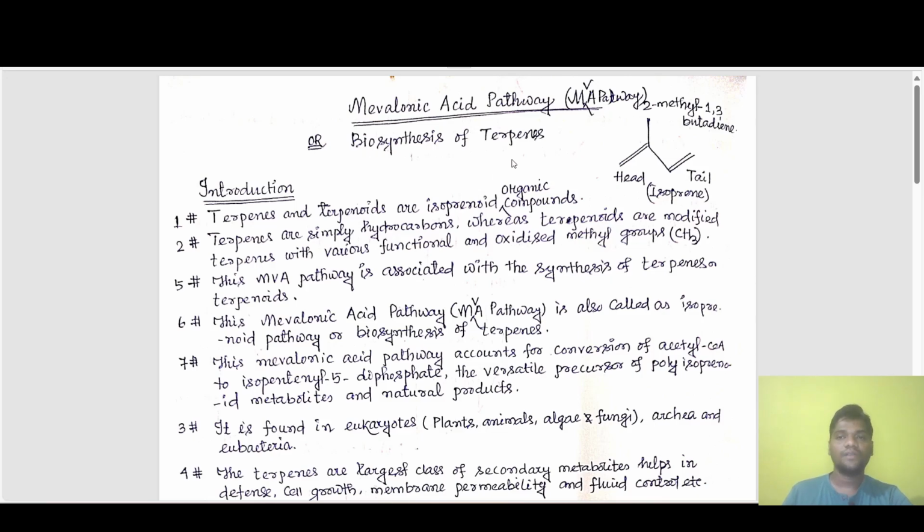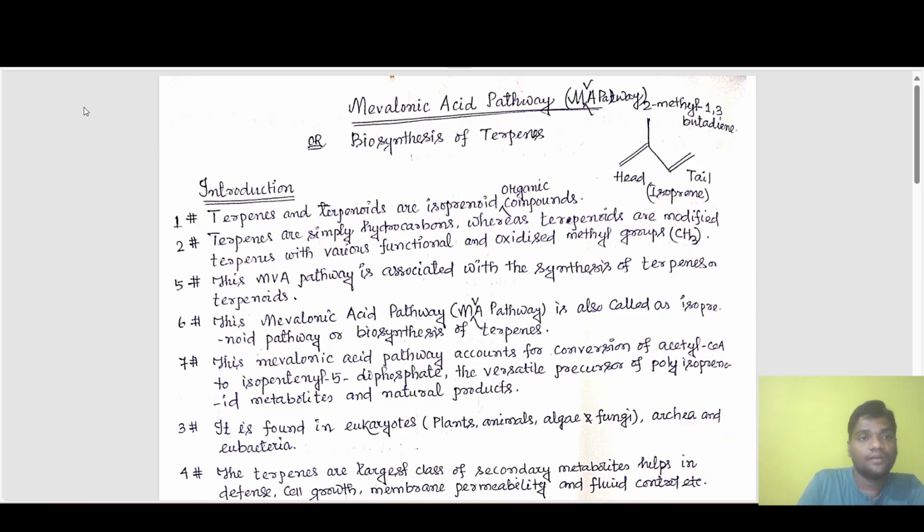So this mevalonic acid pathway is nothing but the biosynthesis of terpenes. Why? Because in this pathway, mevalonate will be formed from acetyl coenzyme A, and from this mevalonate there is a production of terpenes and terpenoids, and after the conversion of terpenes and terpenoids, there will be synthesis of steroids, and waxes as well.